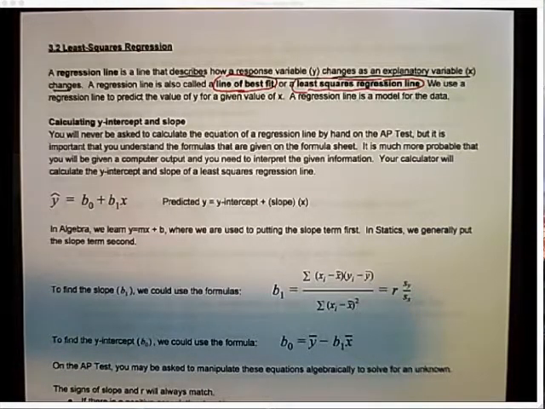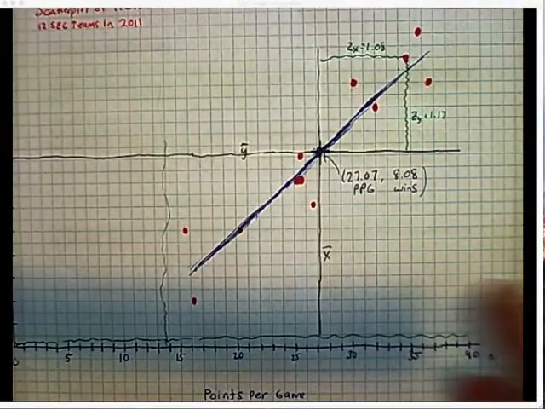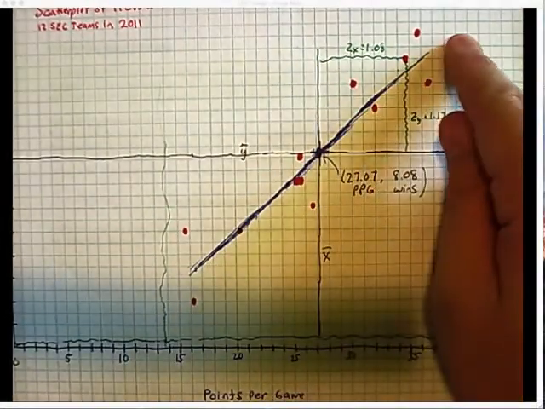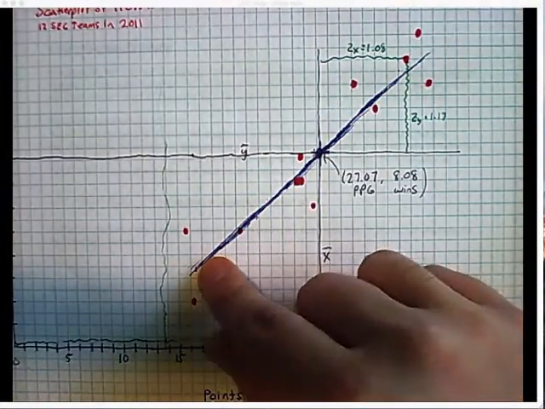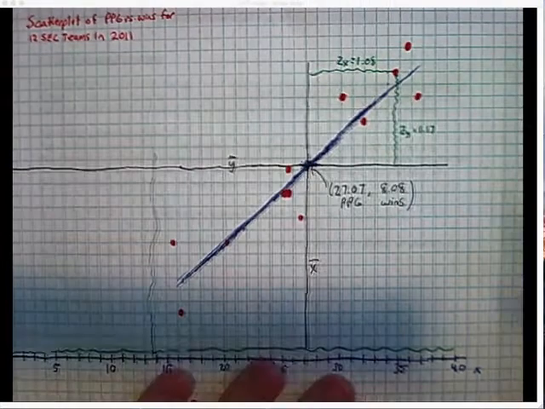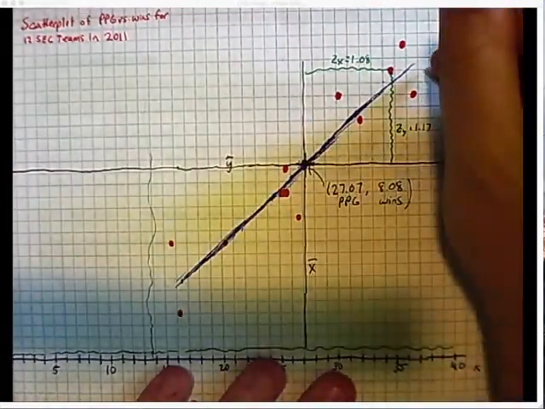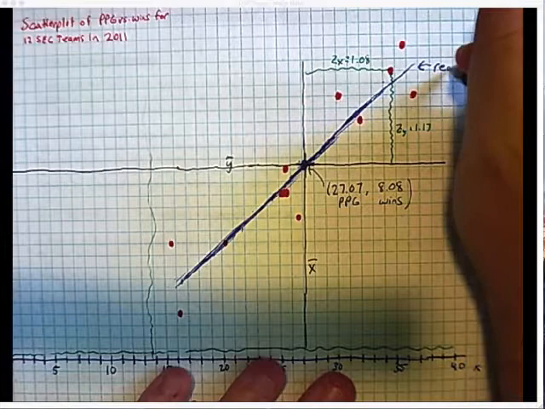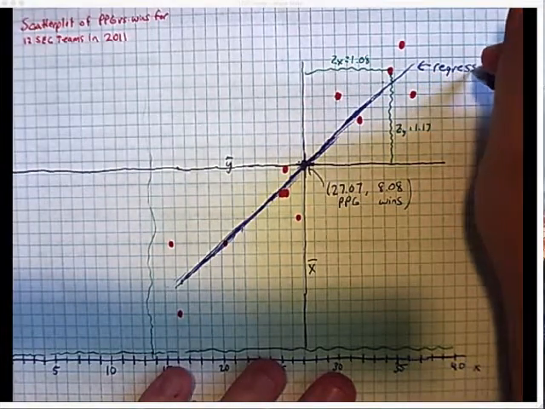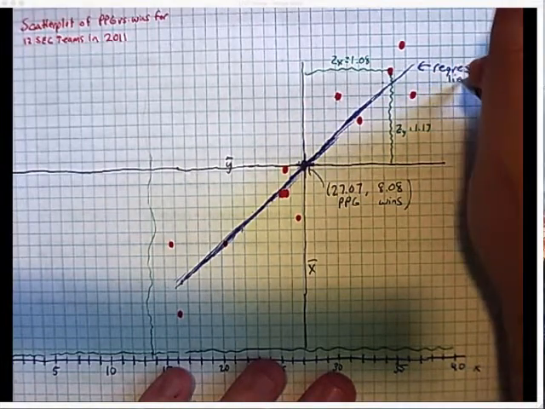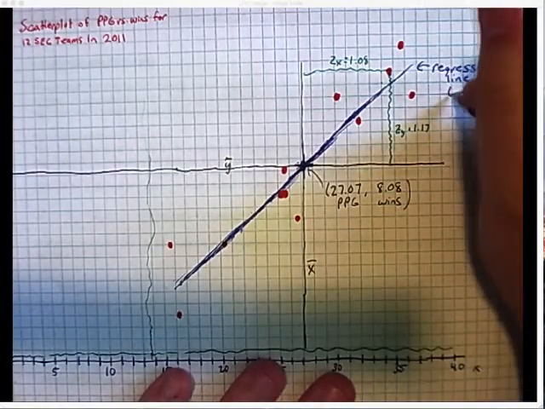So going back to the last note card, if you remember, we talked about that example with football teams, points per game, and wins. So this imaginary blue line that I put in here in the middle of all the data, that is the regression line. It's a model for what's happening.